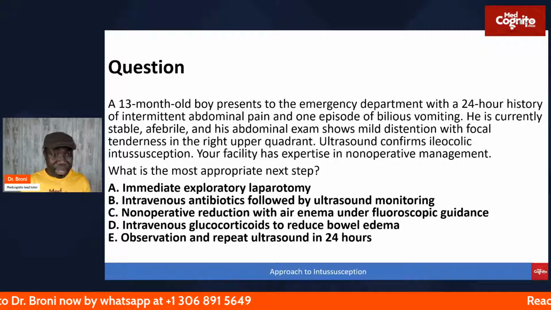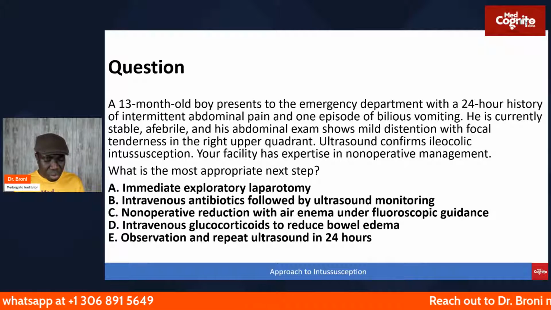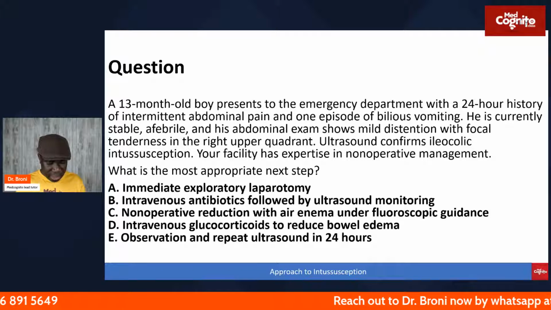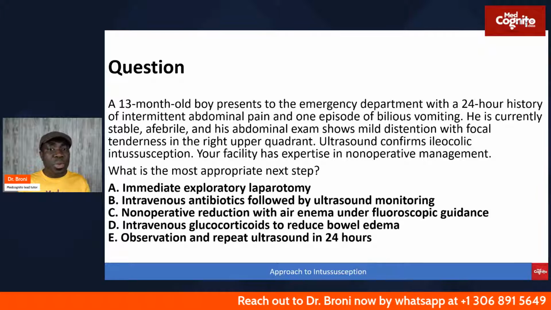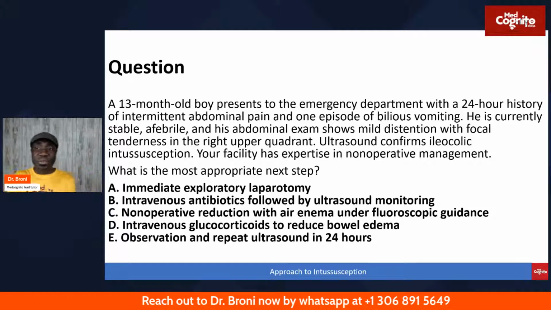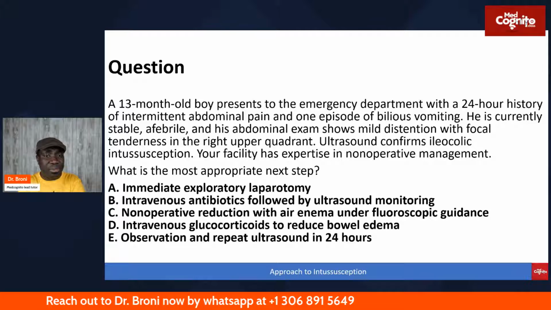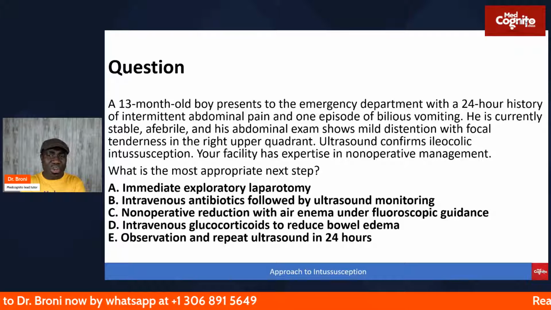Okay, you have a 13-month-old boy who presents to the emergency department with a 24-hour history of intermittent abdominal pain and one episode of bilious vomiting.